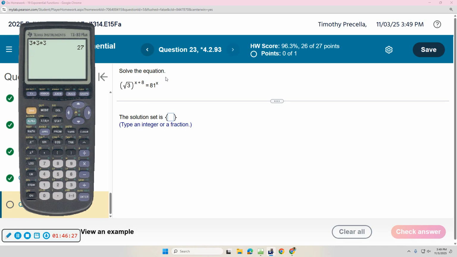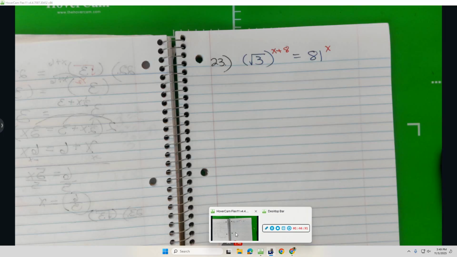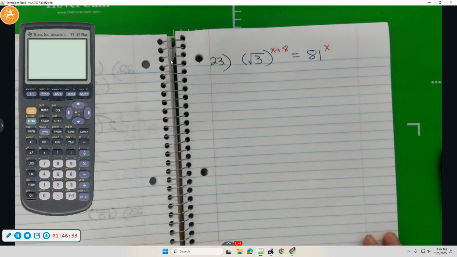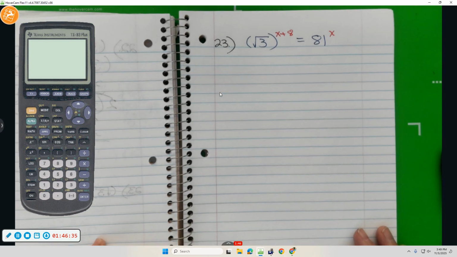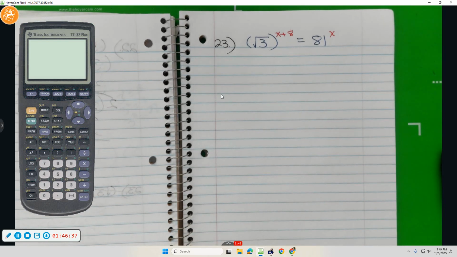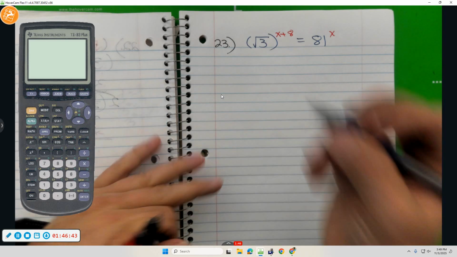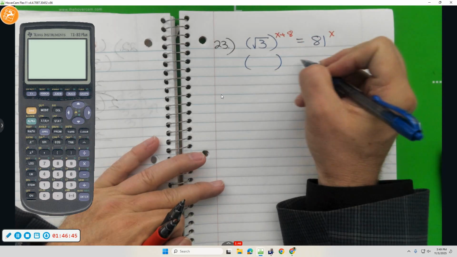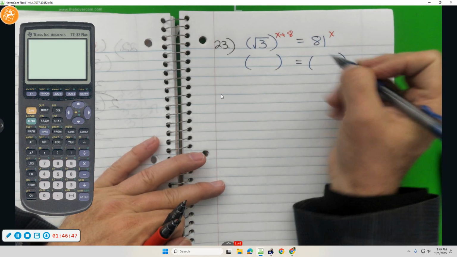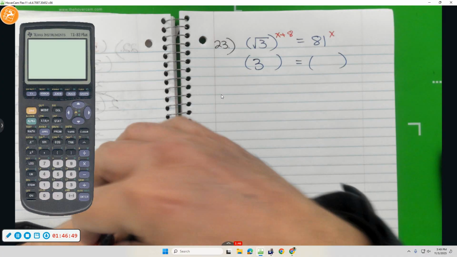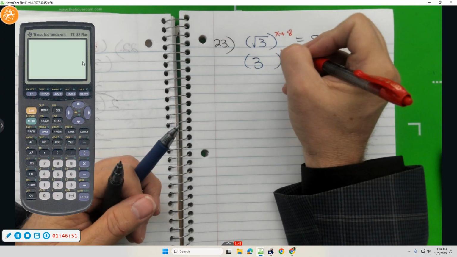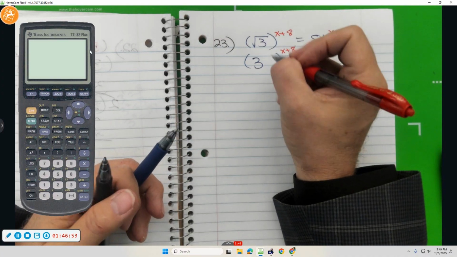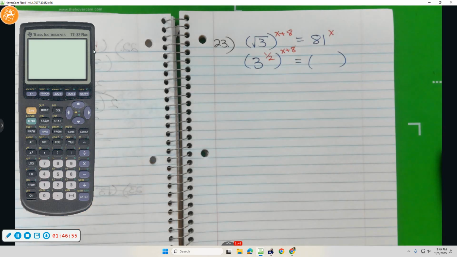Okay. What do y'all think I'll do first? There's really only one correct first step. Okay, get rid of the square root. The square root of 3 is the same thing as the exponent one half. The square root of 3 is the same thing as 3 to the 1/2.